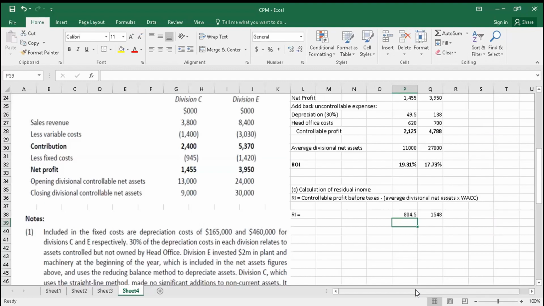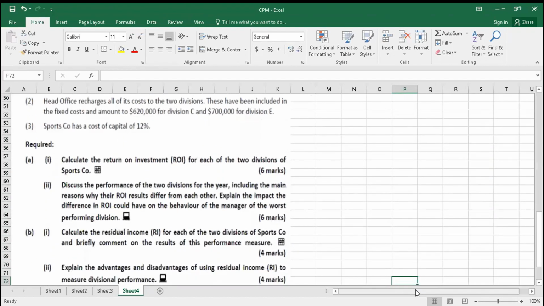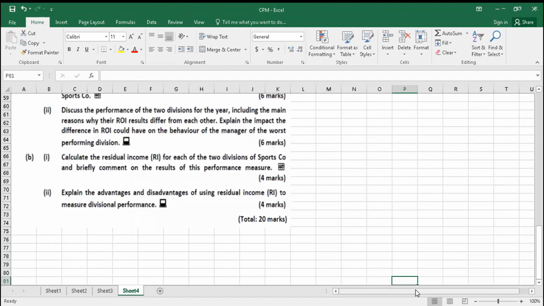Because we know that these are all absolute values: higher investment, higher profit, larger amount of profits, etc. Therefore, RI in absolute terms also seems to be higher. And C has lesser investment, 11,000 only, and lesser profit, 2,125 only. Therefore, RI is also low. Okay, so that is how RI is calculated. ROI is converted into percentages. So that part we have to do for 4 marks.